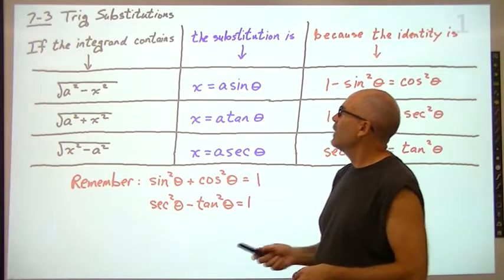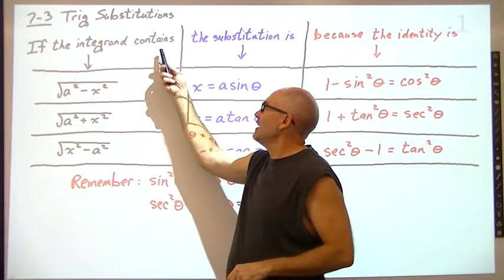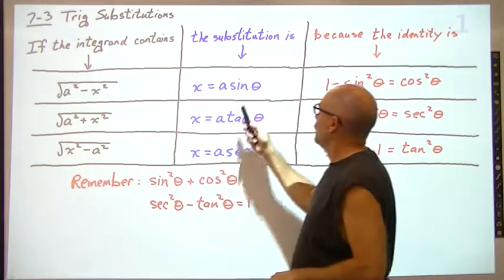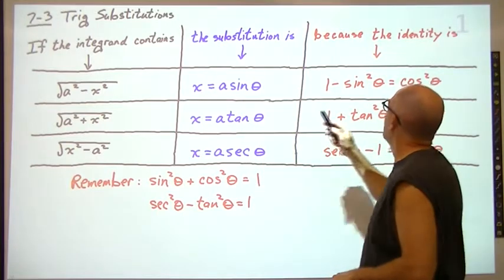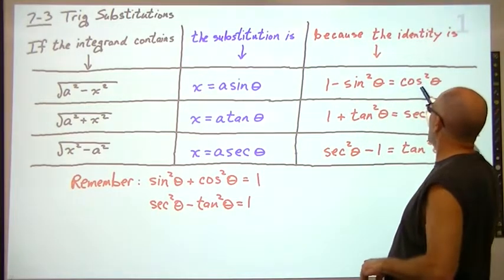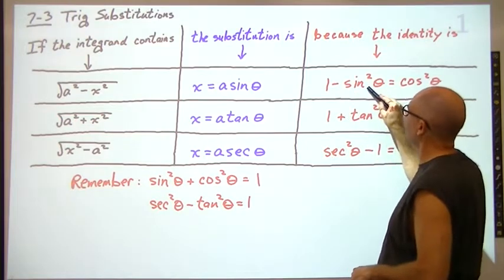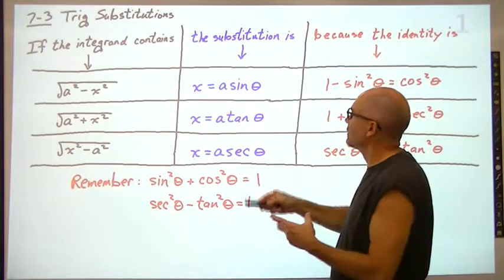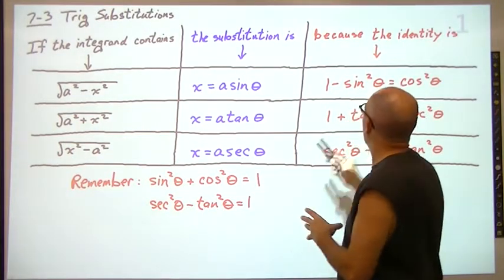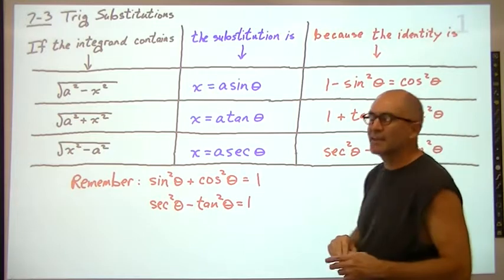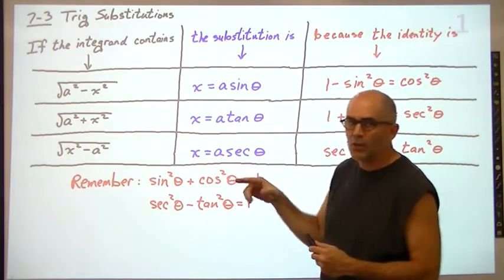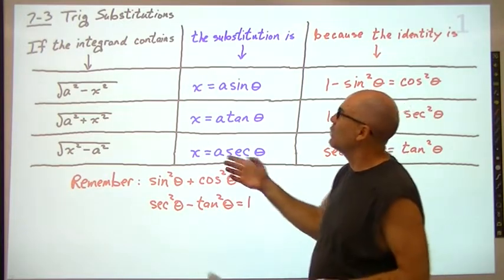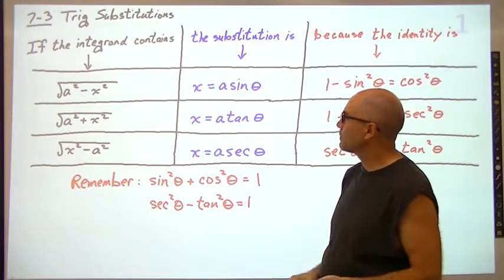Now, if your integrand contains the square root of a squared minus x squared, then you're going to use x equals a sine theta, because we know that cosine squared equals 1 minus sine squared. So you're going to end up with an a squared minus an a squared sine squared theta, which will end up being an a squared cosine squared theta under the radical, and that becomes just a cosine theta outside the radical, and then we can integrate it very easily.